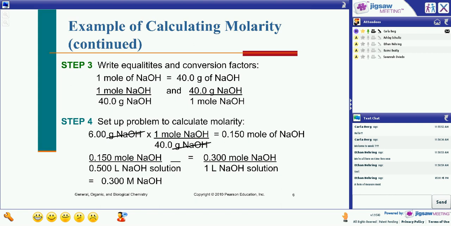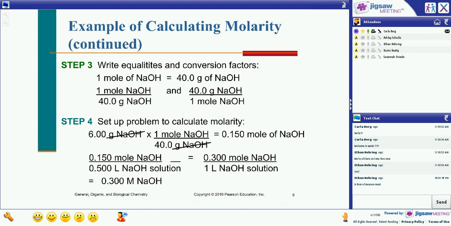So we will do 6 grams of sodium hydroxide times 1 mole of sodium hydroxide over 40 grams of sodium hydroxide. And we will get 0.150 mole. 6 divided by 40 equals 0.150 mole. But we're not done. That's the first part. Now, we said the second part of our problem was to change the moles of sodium hydroxide, which we now have, to find molarity.